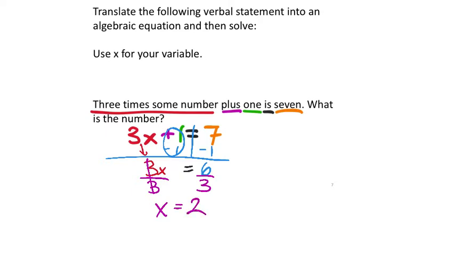And this one I think I can do in my head. 3 times 2 is 6, plus 1 equals 7. Yeah, that's true. That's a true statement right there. So x does equal 2. And then the original statement we had, or the equation we had there in the beginning, that would be the other answer for this type of problem.